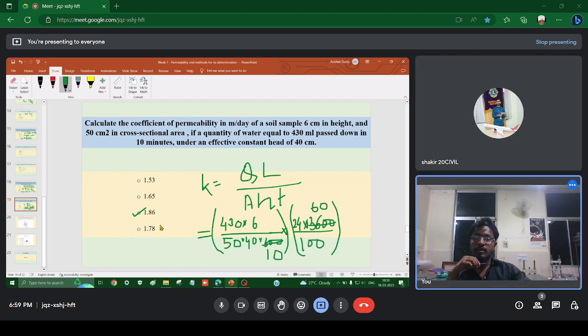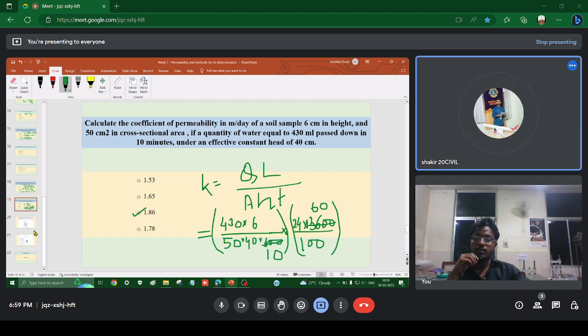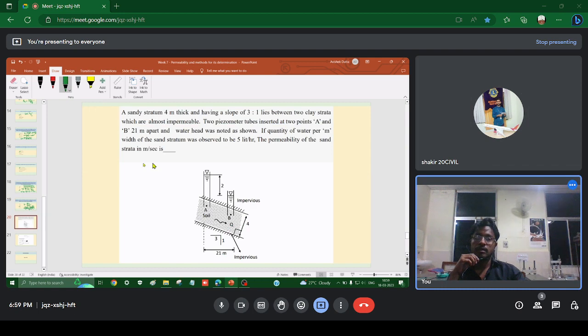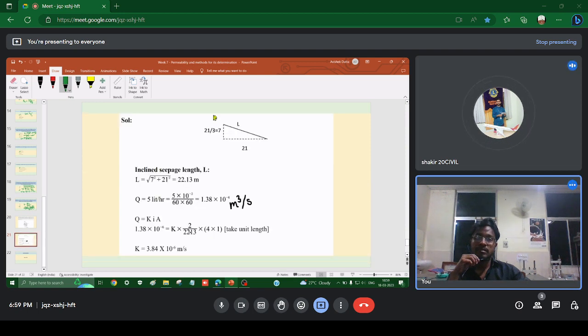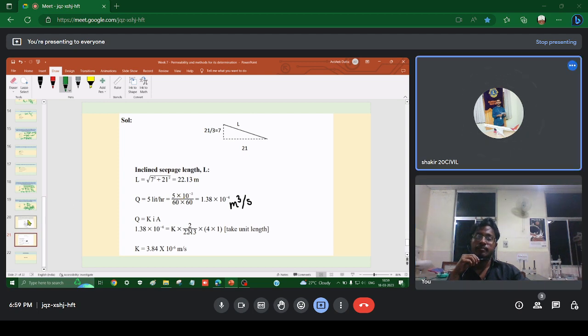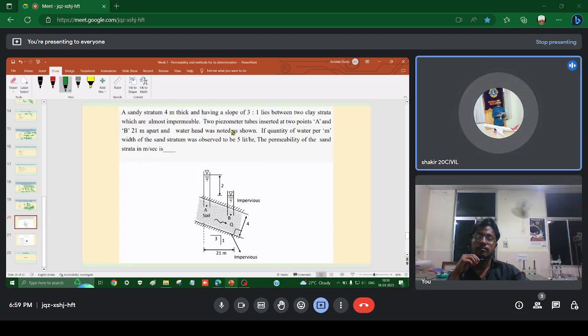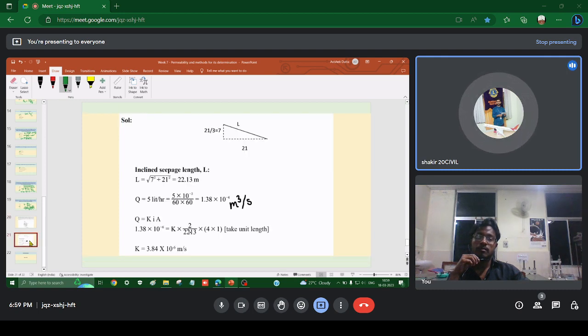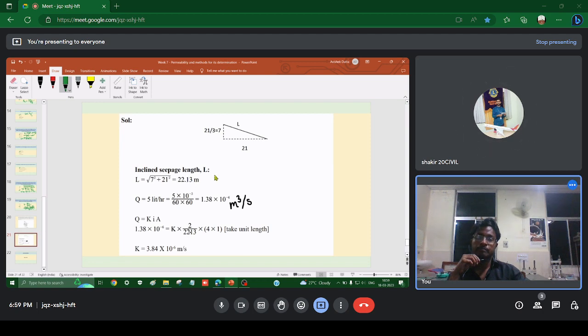Clear, Shakir? Yes, sir. Okay, last question. I'll just show you the result. This is the result. Have you found it like this? Could you do this sum? Yes, sir. 95 found it. First you do this sum by taking slope. Yes. Have you taken the length as 22.13? Yeah.